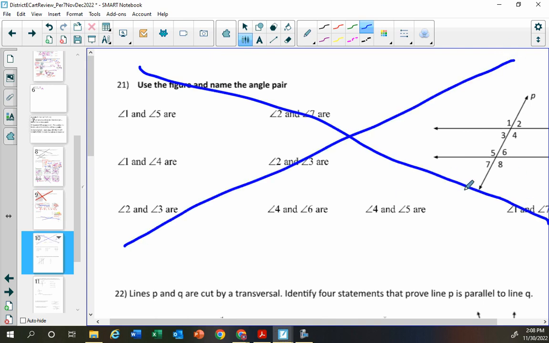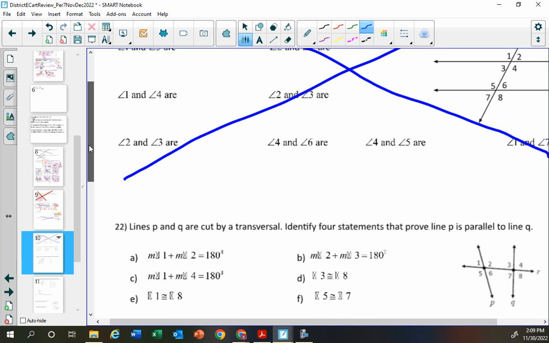that's an X. It's like 2-7 alternate exterior, 1-5 corresponding, 4-6 consecutive interiors. This particular problem, no, but something similar is going to be on it, and I'm going to show you with the next couple problems.